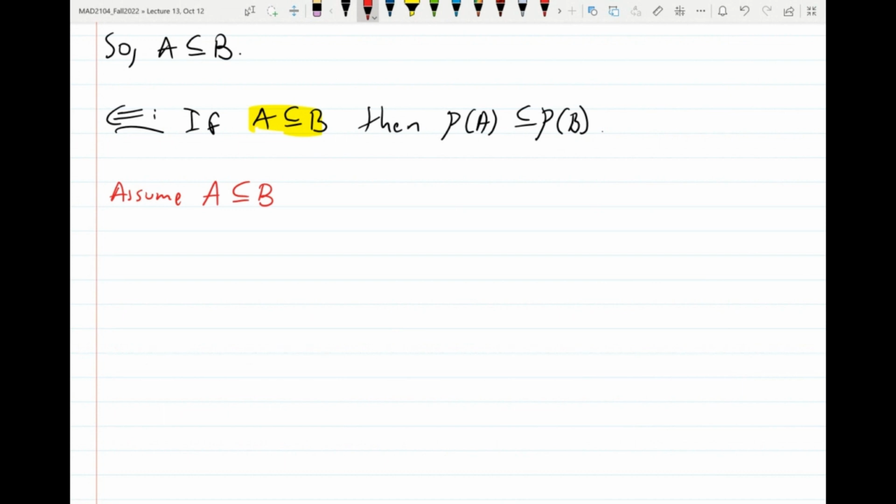Okay, so we have this for granted, so we're gonna use it whenever we need it. Okay. Now this is not part of the proof, but it's helpful to write it. It's always helpful to write what you want. So we assume that A is a subset of B. Now what is it that we want? What is it that we need to prove? So we want to prove this.